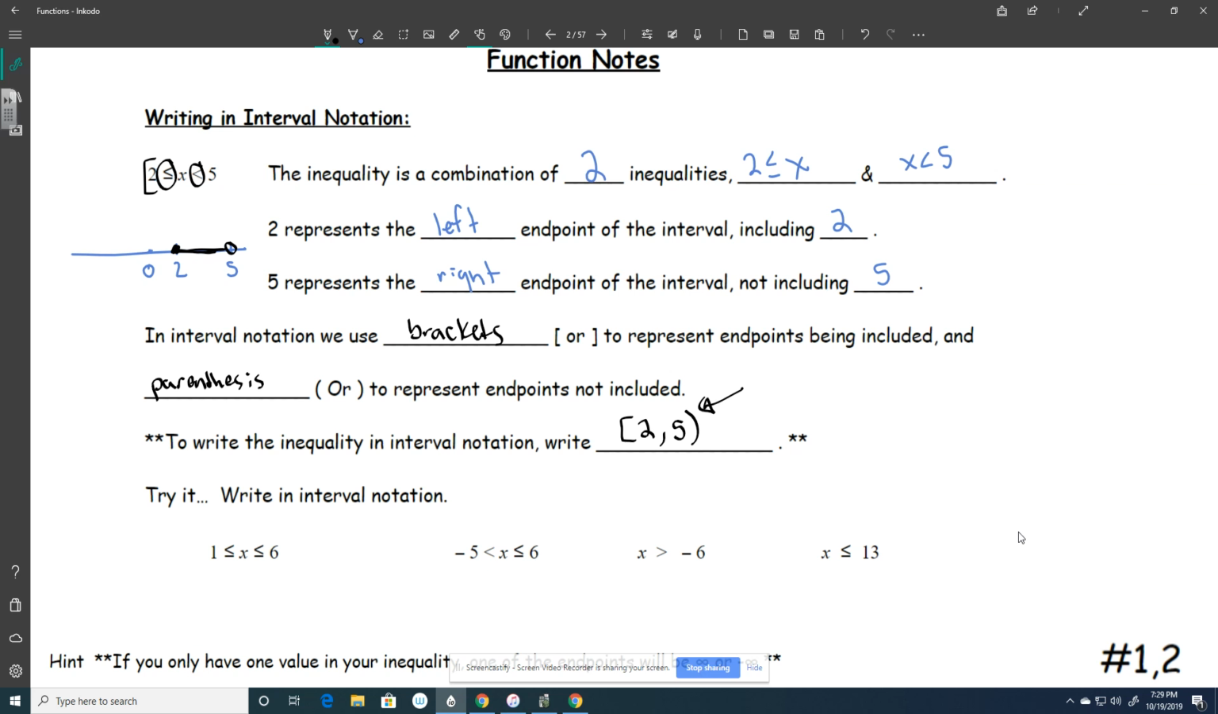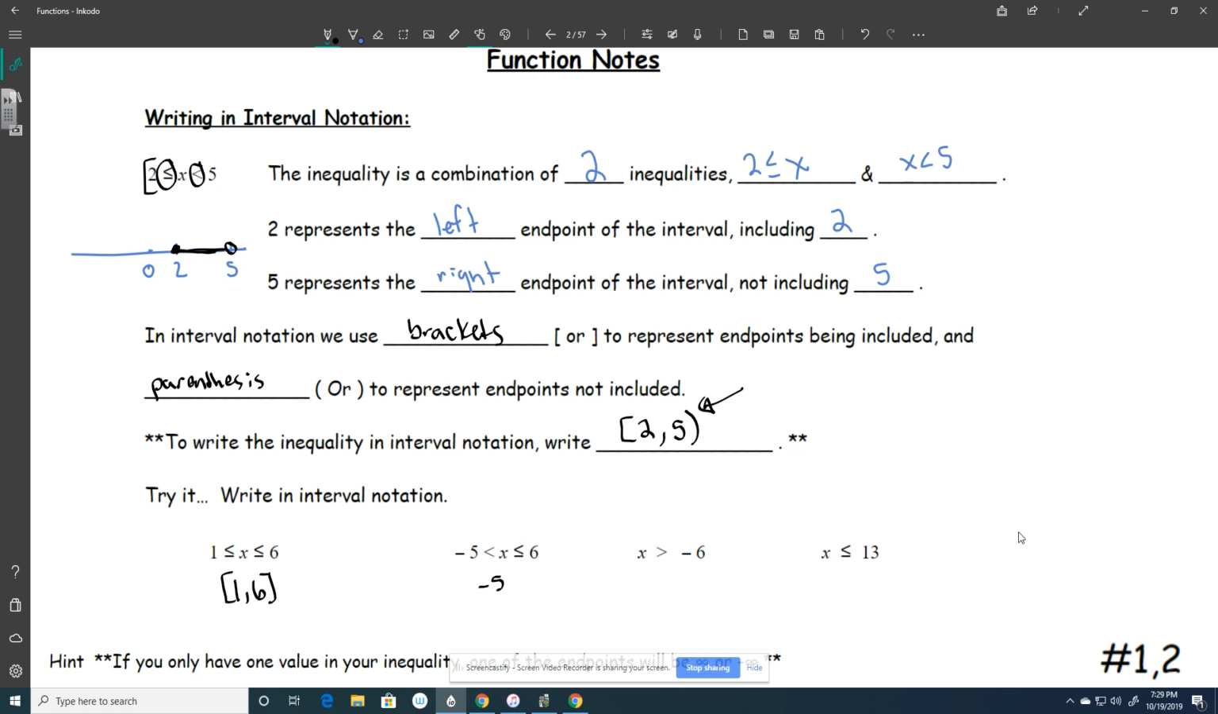So we're going to try it on a couple of these. 1 is less than or equal to x, which is less than or equal to 6. So that means x is in between 1 and 6. So those are the numbers I'm going to use, and I have a less than or equal to on the left, and I have a greater than or equal to on the right. So I'm going to use a bracket for both of those. Okay. In the second example, x is in between -5 and 6.